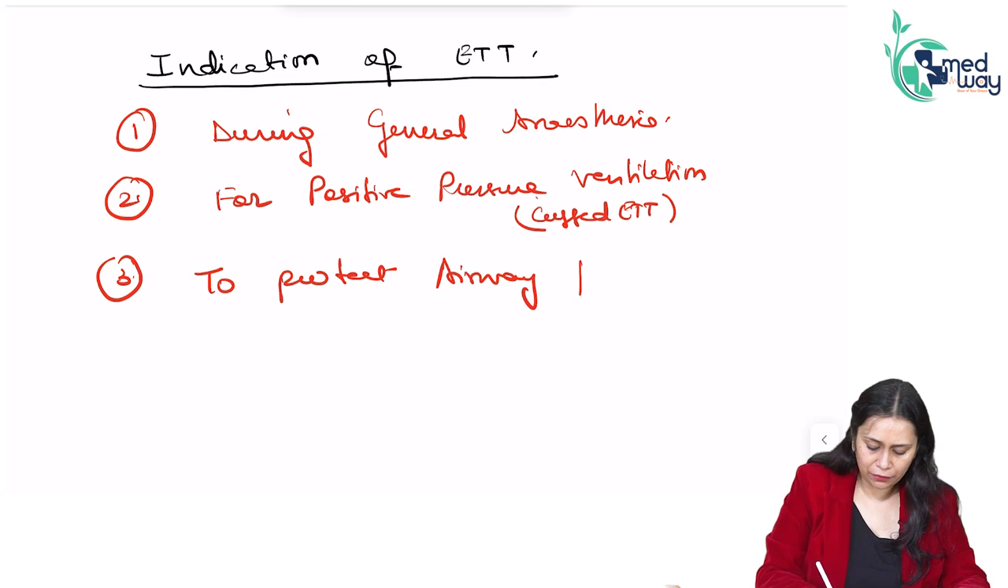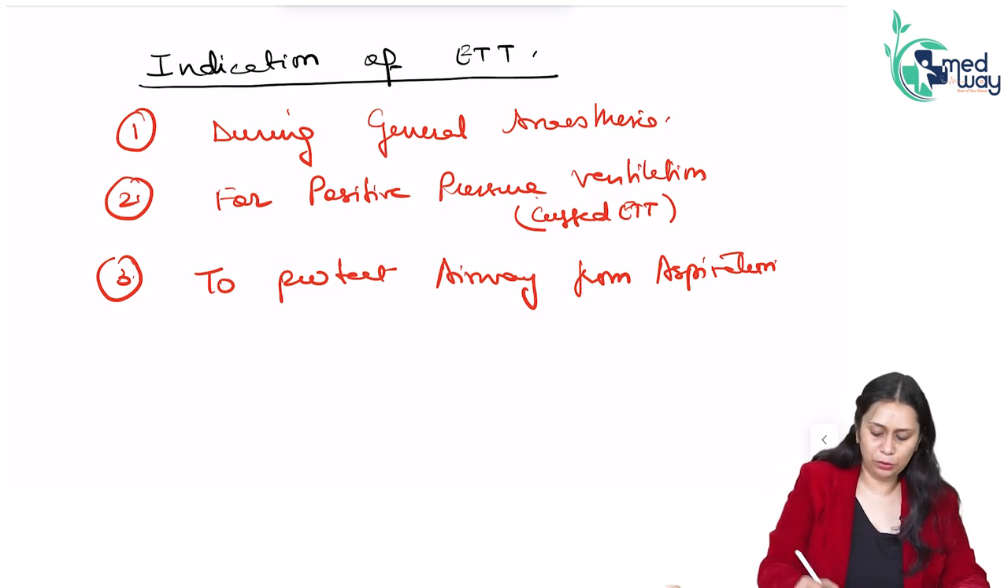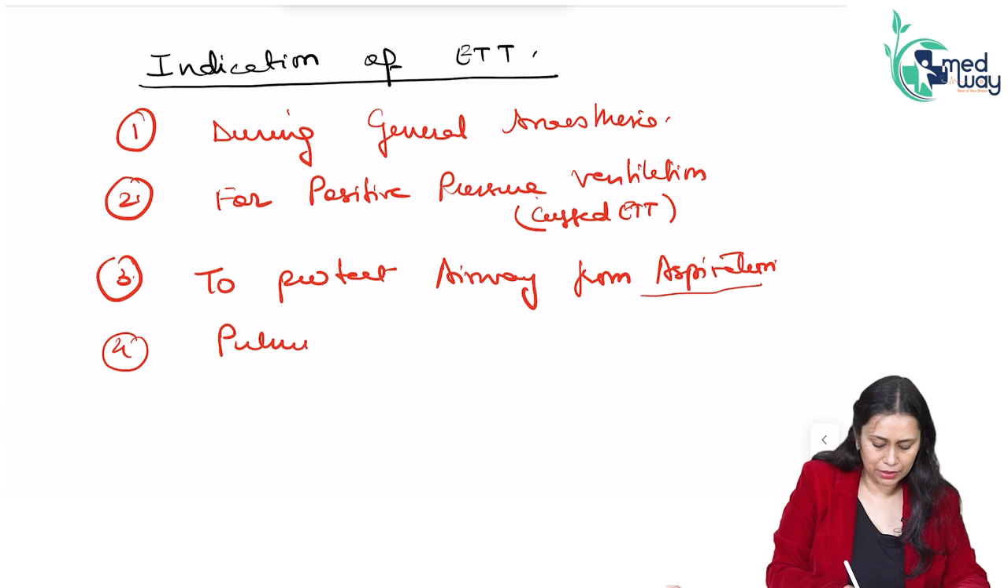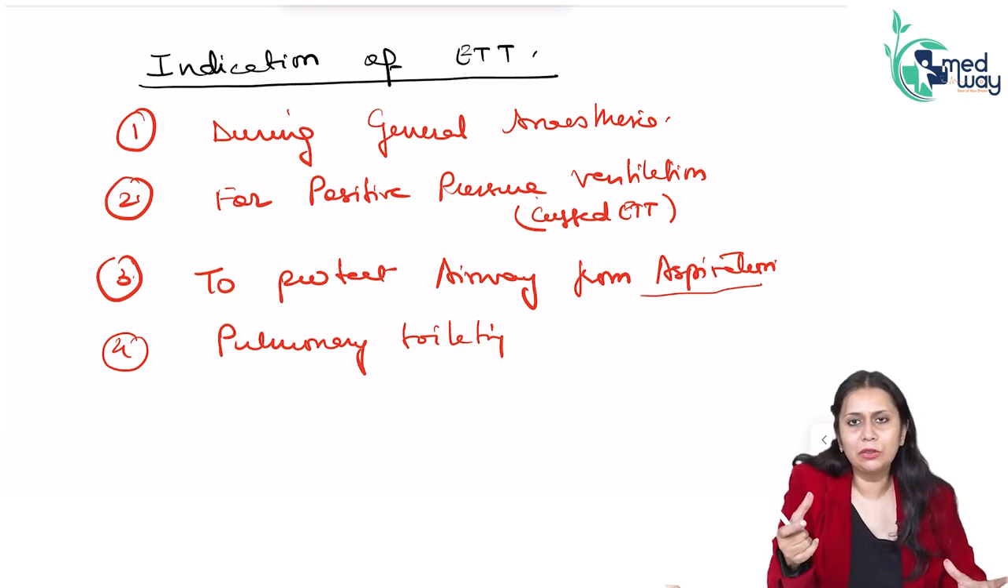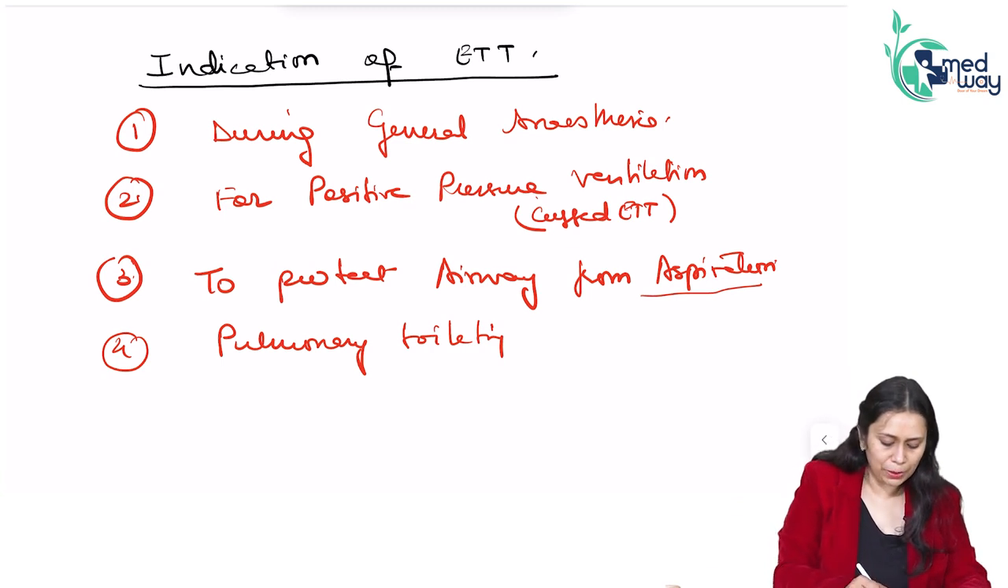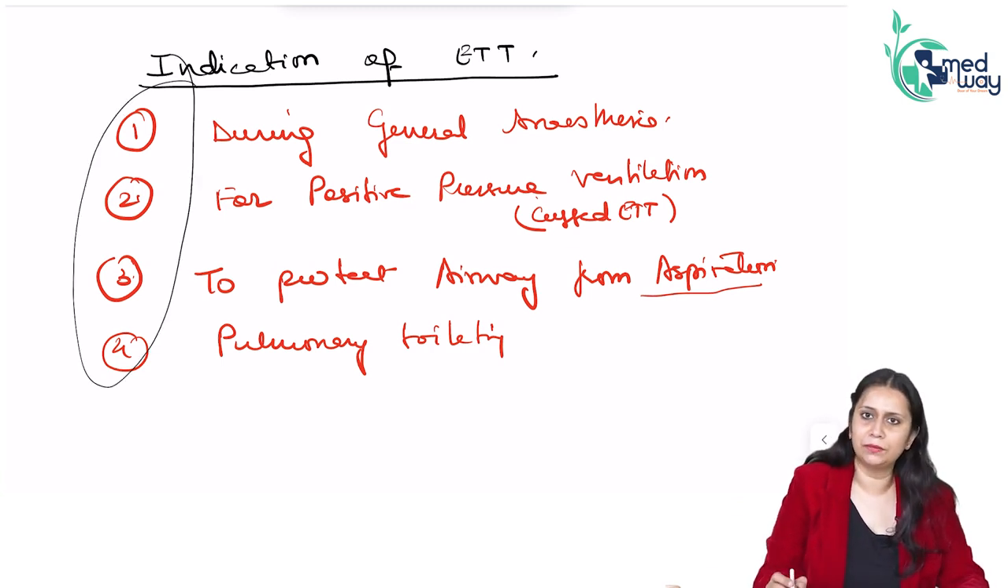So protect the airway from aspiration. A number of head injury patients are electively intubated to prevent aspiration. And then for pulmonary toileting, that is, the patient is unable to cough and take out his secretion, we intubate the patient and we do suctioning and remove the secretion. So these are the basic indications of intubation, right?